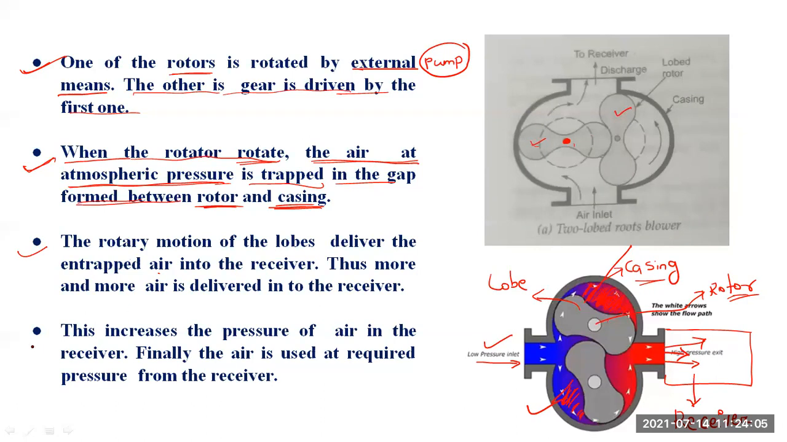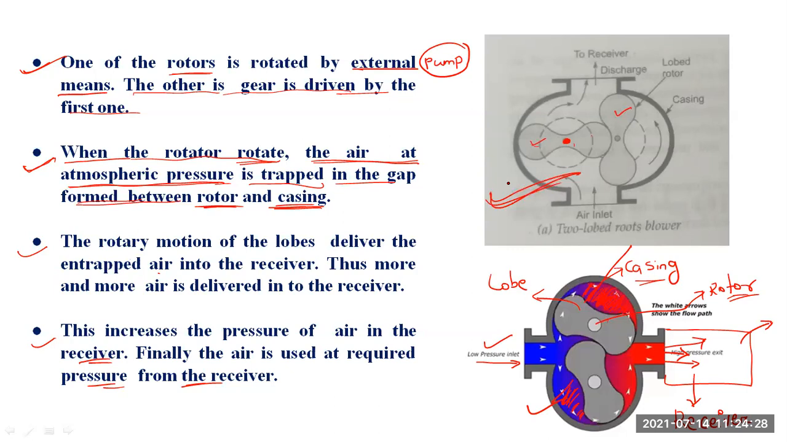Okay. Last point, this increases the pressure of the air in the receiver. Finally, the air is used at required pressure from the receiver. Okay. Then from the receiver, we are supplying the high pressure air to the various requirements. Okay. So in the exam, this diagram you have to draw.